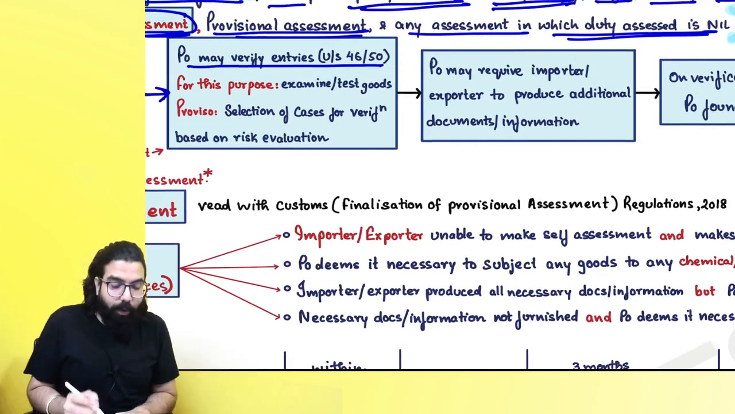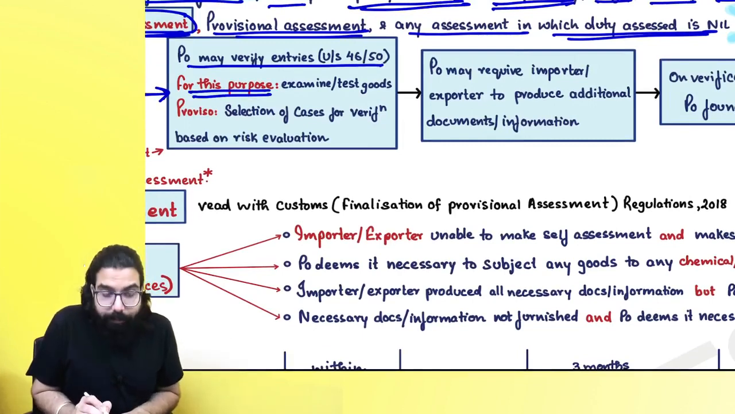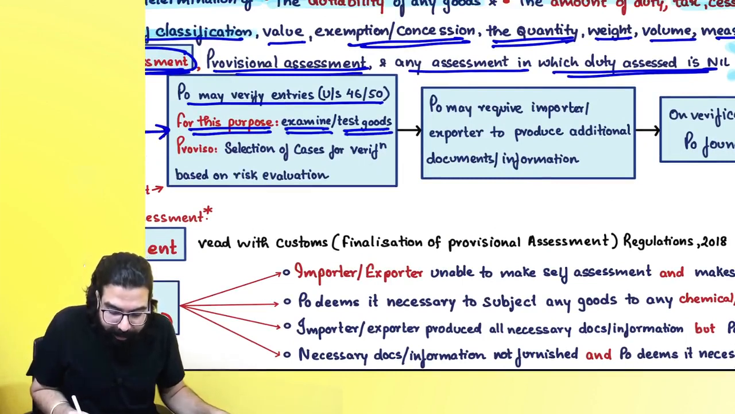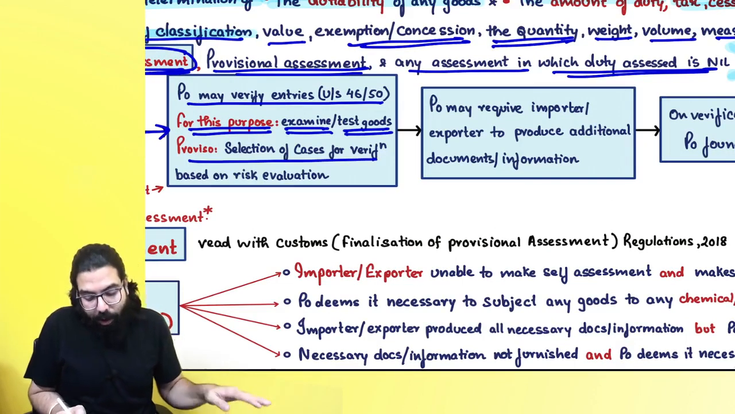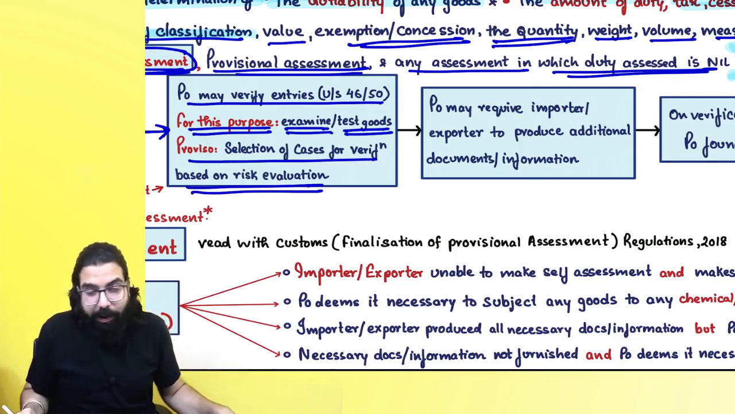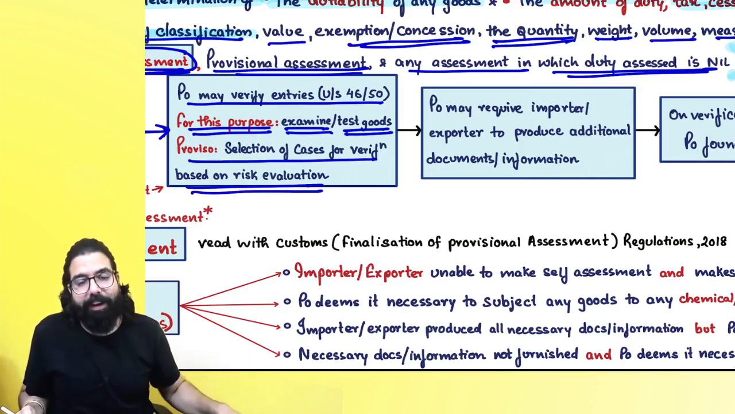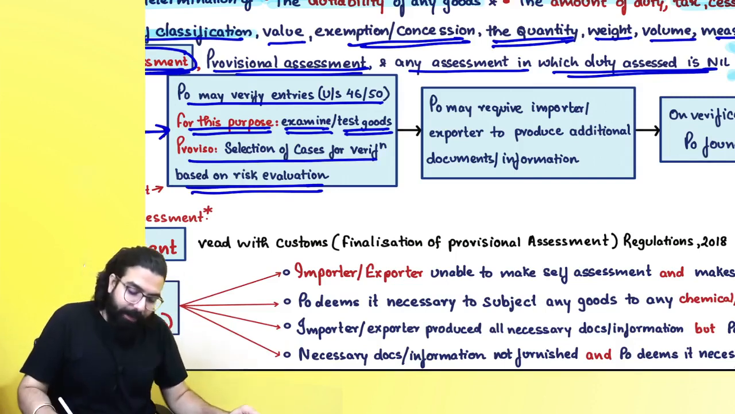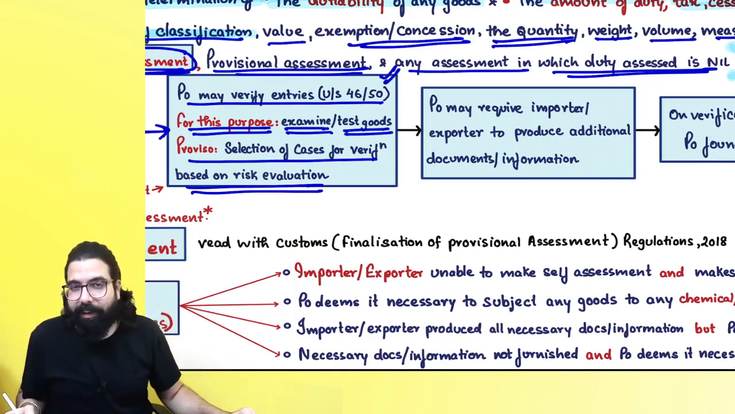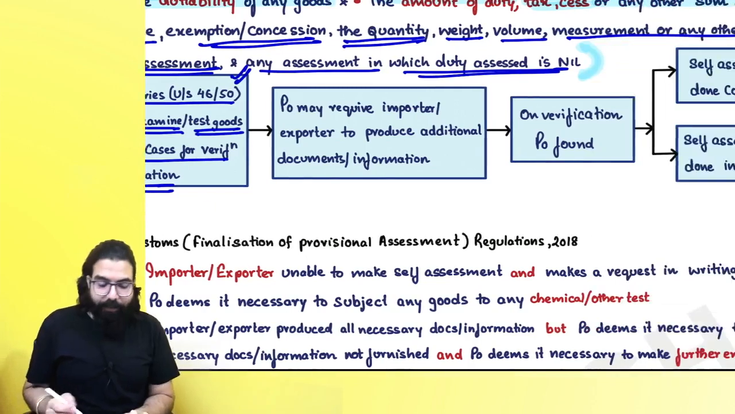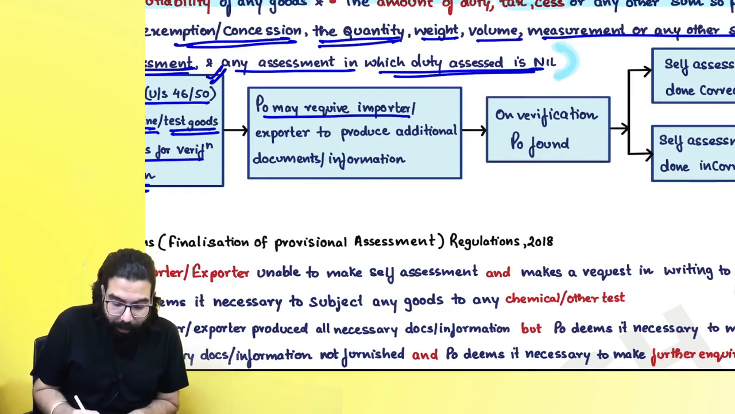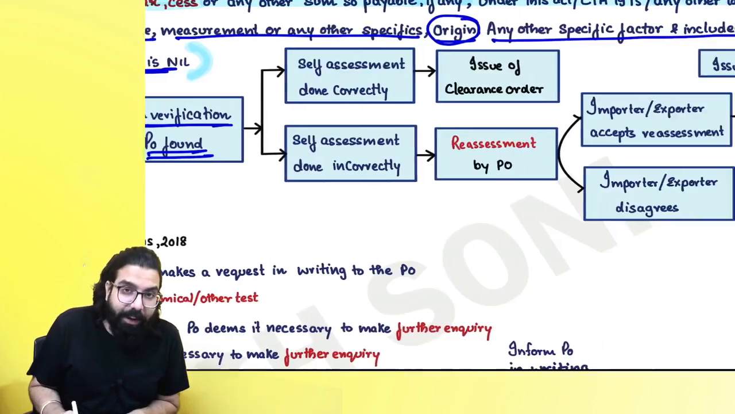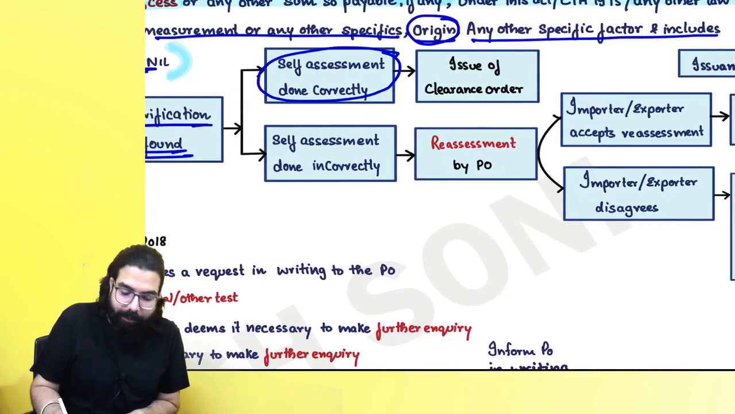Once the proper officer verifies, for the purpose of verification he can examine or test the goods also. And selection of case for verification is based on risk evaluation, because generally when you file your shipping bill or bill of export or your bill of entry, the customs automated system gives clearance orders automatically. But if a bill of entry or shipping bill has been picked up, then the officer will do the verification. While doing the verification, he can require the importer or exporter to produce additional document or information, and on verification, if the proper officer finds that the self-assessment was done correctly, then he will give a clearance order.